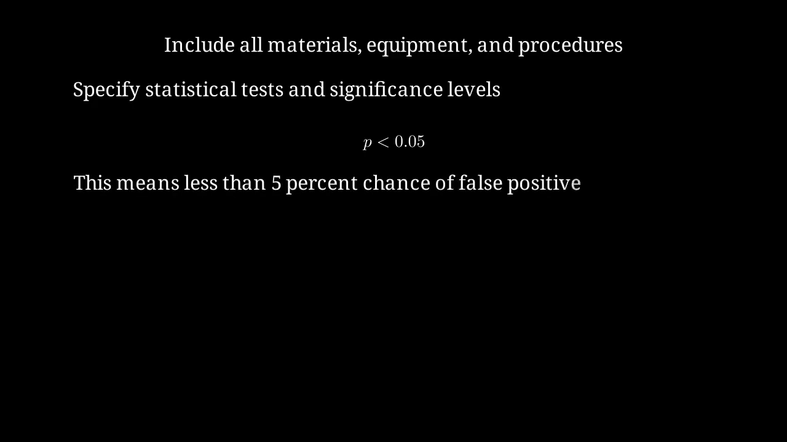Always specify your statistical tests. For instance, we performed a two-tailed t-test with alpha equals 0.05. The threshold p less than 0.05 is the standard criterion for statistical significance in most fields. This means there's less than a 5% probability that your result occurred by random chance alone.